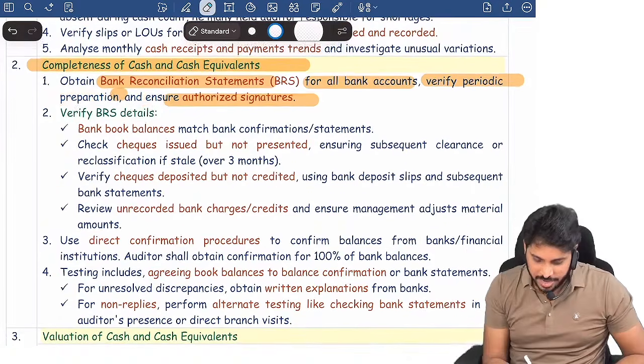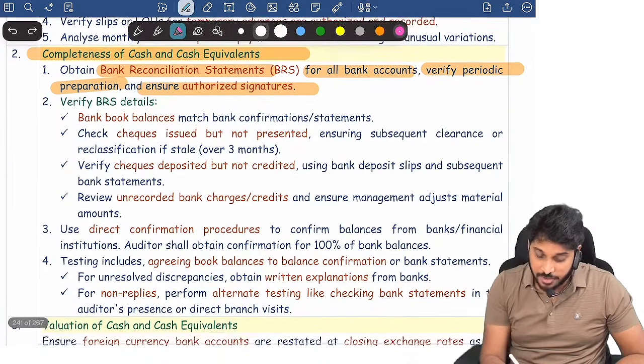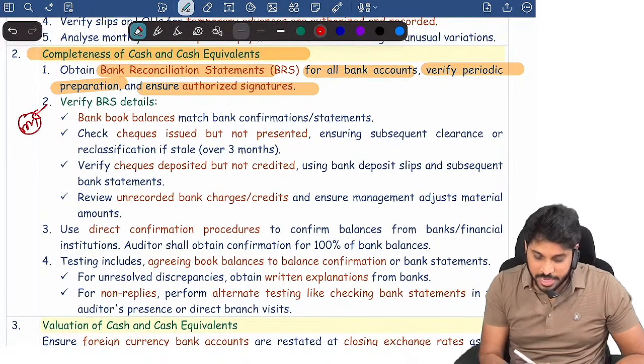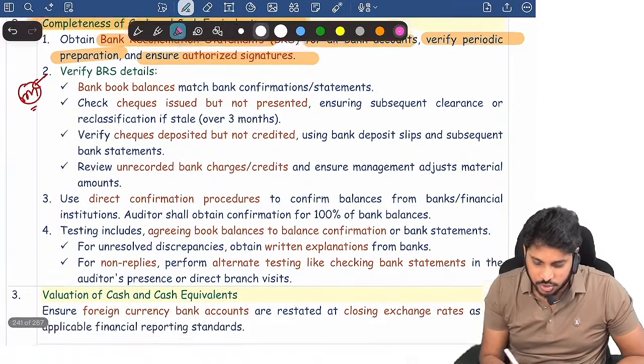Now look at verify BRS. What will I verify in the BRS, guys? In exam, sometimes I'll ask you verification of bank reconciliation statement. What points does the auditor have to focus on? They can ask you a 5 marks question.